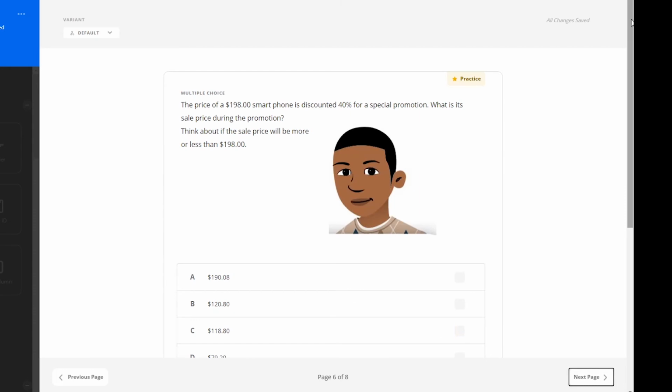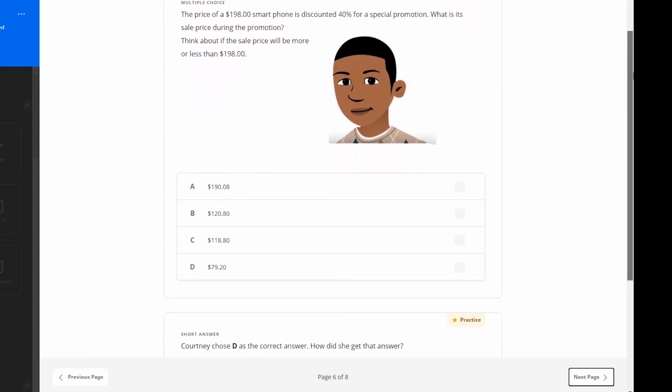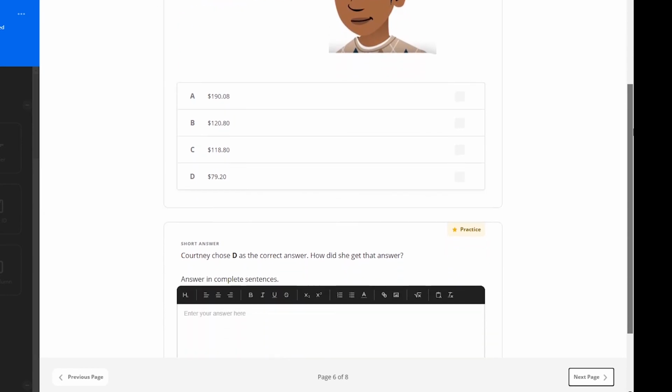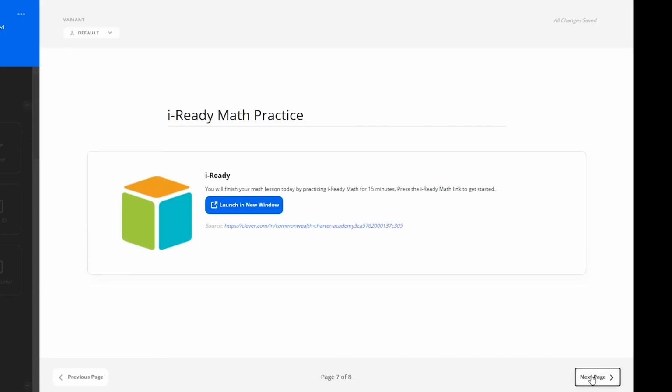The next page of this lesson has a similar layout. Here, learners will solve a word problem and then follow it up with a short answer to explain their reasoning. Upon completing this page, learners are directed to complete their iReady practice for the day. Here is where learners can launch the iReady application in a new window.